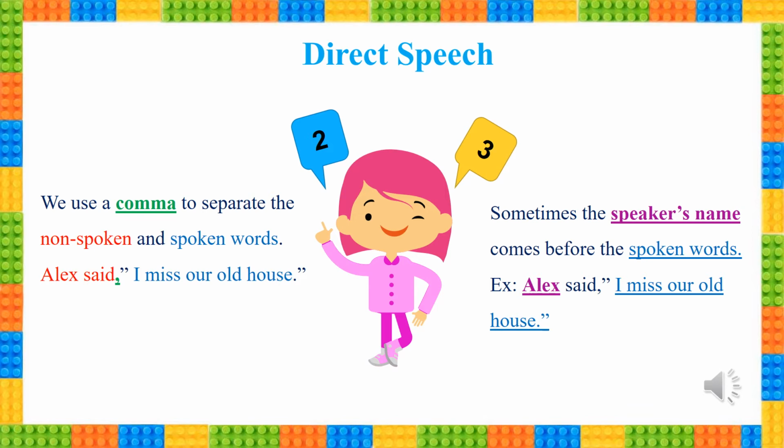Our third point is, sometimes the speaker's name comes before the spoken words. Example: Alex said, "I miss our old house." Children, as you all can see, the speaker's name is Alex, and here it has come before the spoken words.